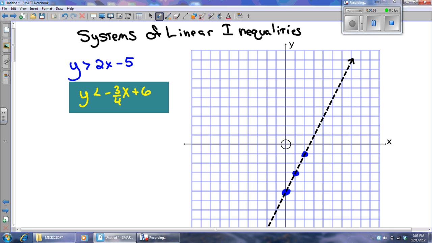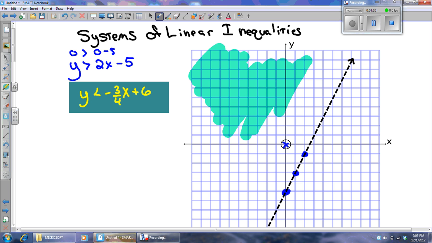And remember, I need a test point. I'll mark my test point with a blue X. I love to use 0, 0. When I plug 0 in for y and 0 in for x, I get that 0 is greater than -5, which is absolutely a true statement. So I'm going to shade in this kind of blue color here. I don't want to go with a dark blue.